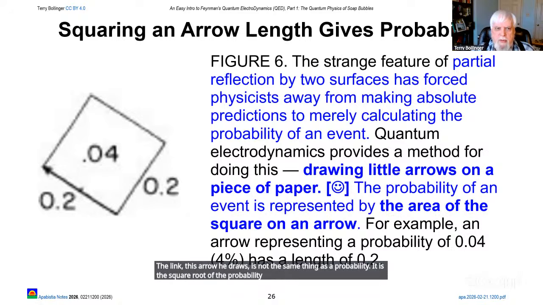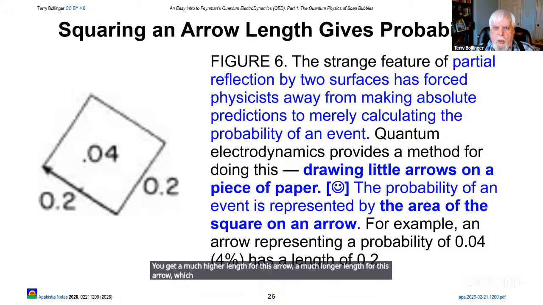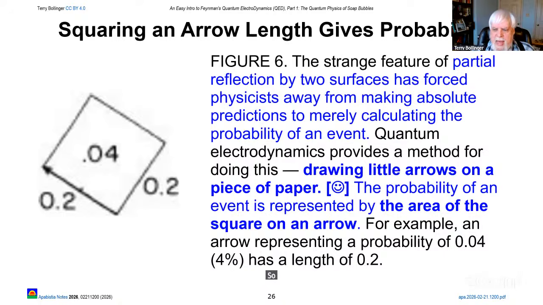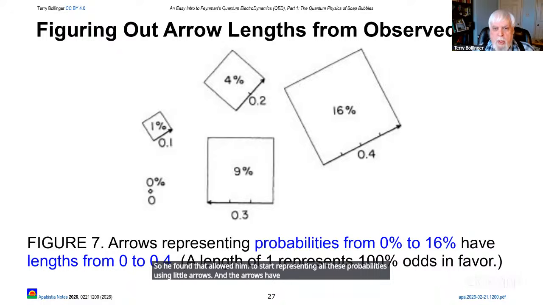So for a 0.04, 4%, you get a much higher length for this arrow, a much longer length for this arrow, which is 0.2. So 0.2 out of always a maximum length of 1. So he found that allowed him to start representing all these probabilities using little arrows, and the arrows have direction. So you have different angles that they can go at.